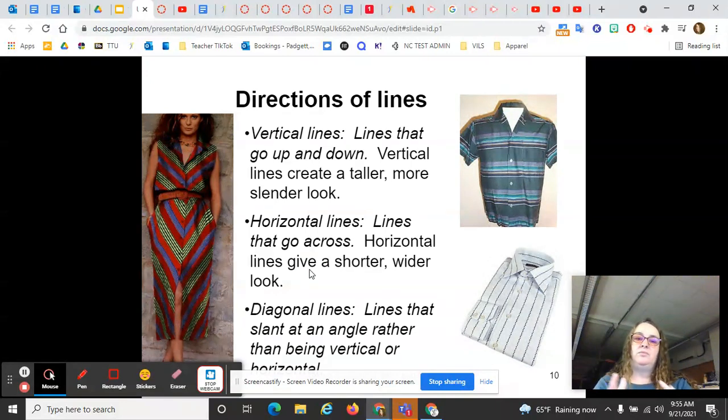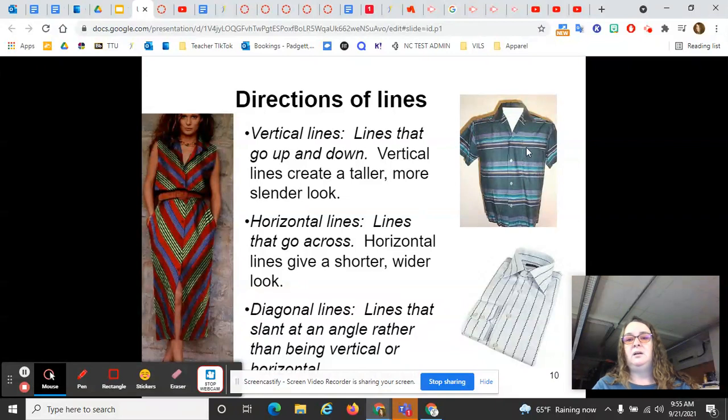Now, directions of lines. These are all straight lines. So you have vertical lines here on this man's shirt, and vertical lines are going to create the illusion of someone being taller and more slender. So if you're a little chunkier like me, vertical lines help. They're going to give that illusion that you're more slender and taller.